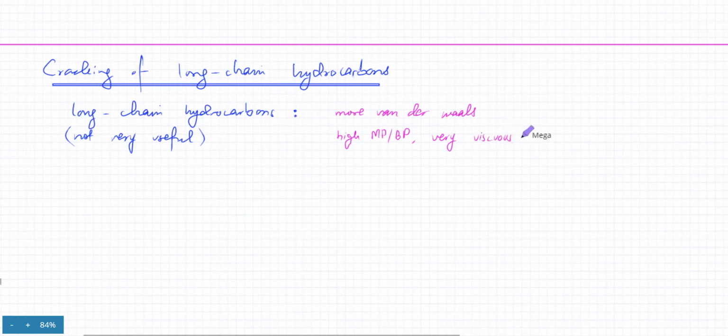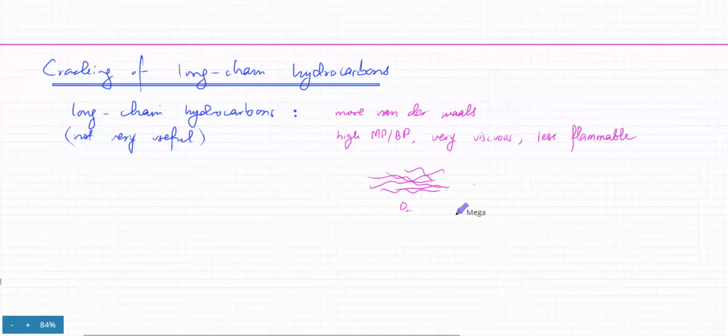Okay, it's going to be thick. It would be hard to move. It would be more wax-like, and it would be less flammable as well because it's not going to mix with oxygen. The bigger the chain, the more van der Waals forces, temporary dipole induced dipoles there would be. So if you have very big molecules, then the chains would be attracting each other, and oxygen would not be able to mix with them. Okay, so they wouldn't, because all the chains are very strongly attracted to each other.